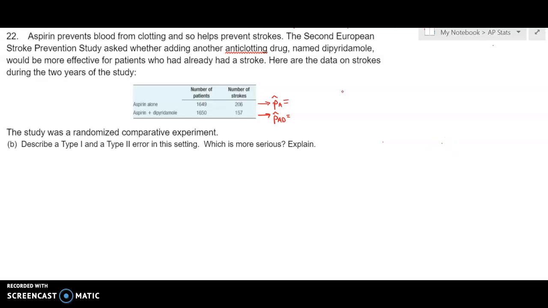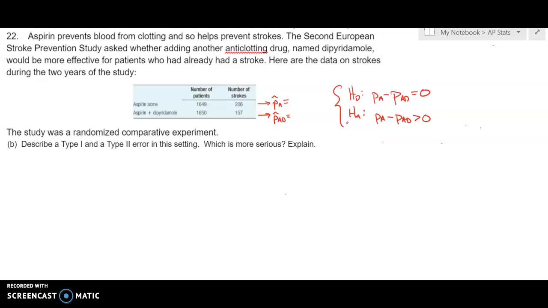So if we're going to talk about a type 1 and a type 2 error, we have to talk about what the null and alternative hypotheses are. First, the null hypothesis would be, is there a difference between these two proportions? So difference between P sub A and P sub AD. Null says no difference. Alternative says there is a difference, and in particular, if you read the context, it says that this proportion here is going to be smaller than the proportion that just take aspirin. So in other words, if you take aspirin and this other drug, there's a lower incidence of strokes than if you just take aspirin. So in this case, we would be checking to see if this is greater than 0. It's a one-tailed test, but these are our two hypotheses.